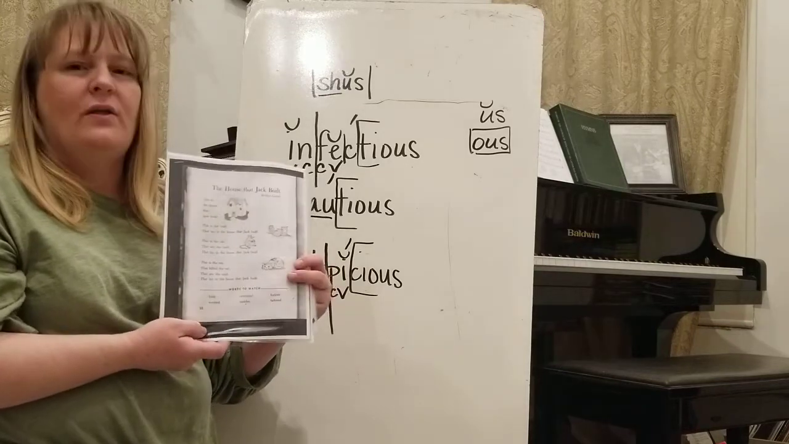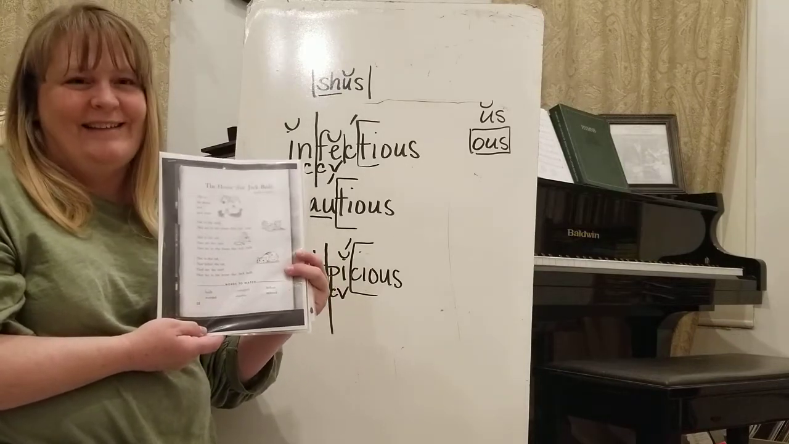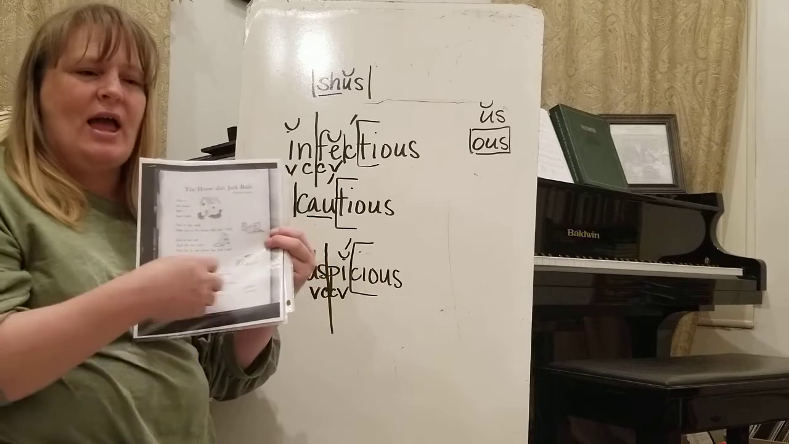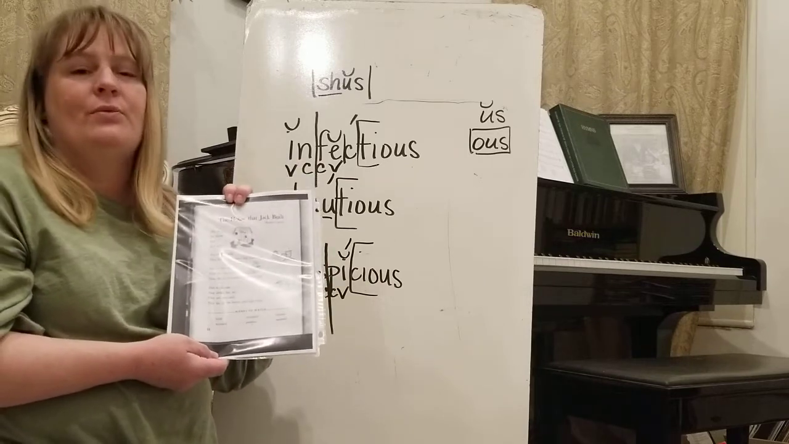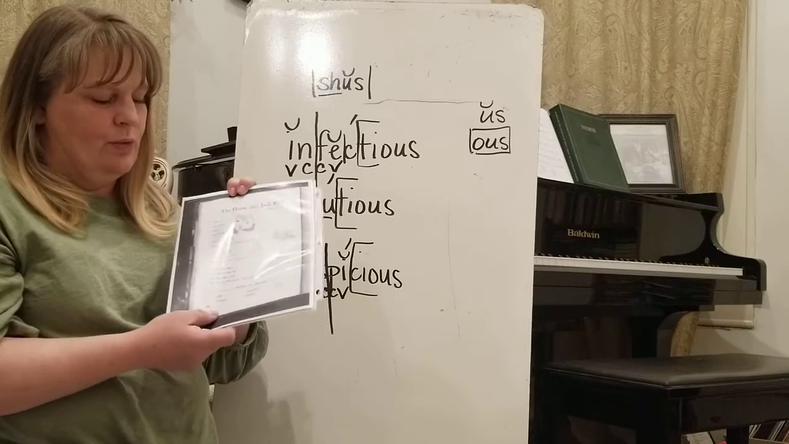So you can circle them, or if you have a highlighter you can highlight them, or you could use a crayon. But go ahead and see if you can read the rhyme and find all of the words to watch for.